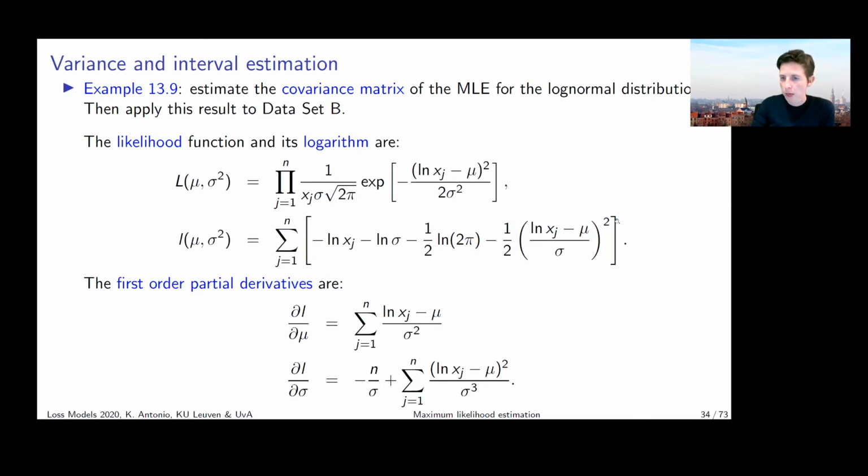And you're going to multiply it with 1/sigma. If you work it out with the chain rule, that's what you should get over here. So this is your first order derivative with respect to mu.